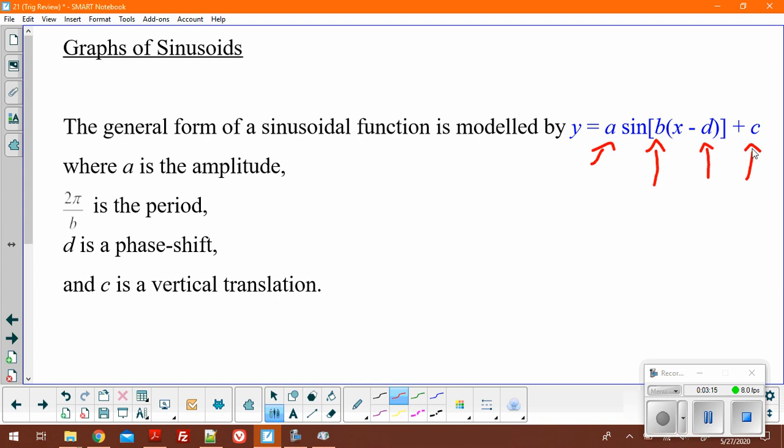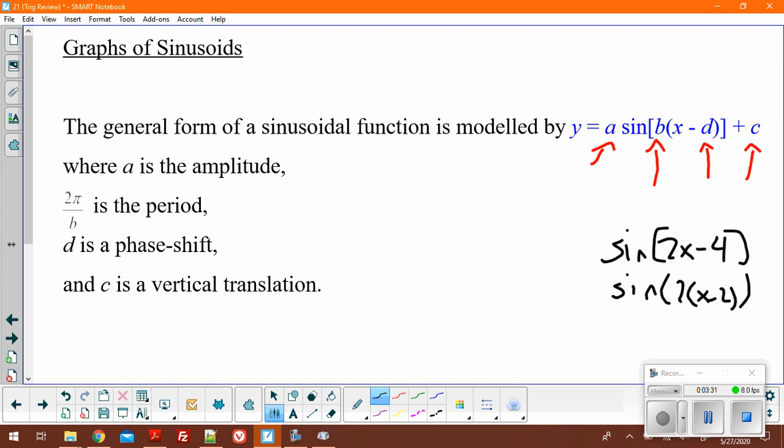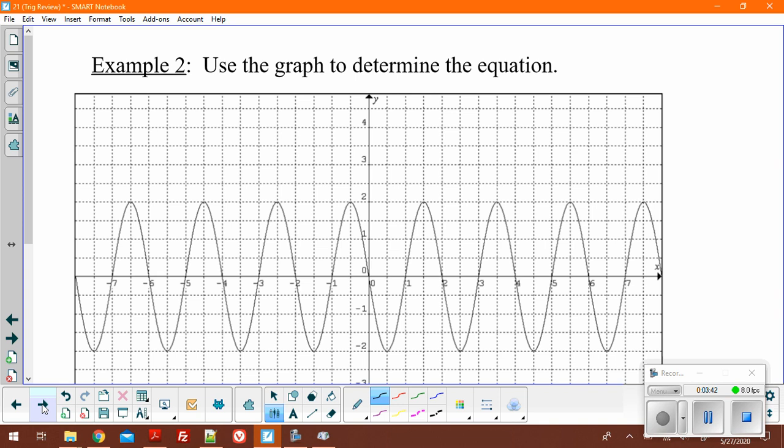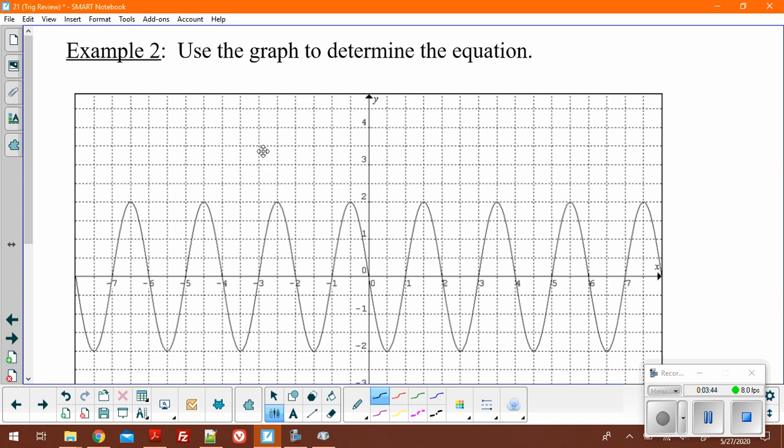A common trick, though I don't want to say trick, something we would have done to you in advanced functions, is that if your function is sine of 2x minus 4, you have to recognize that that's really sine of 2 times x minus 2. You have to factor it, and that means that your phase shift is 2 to the right, it's not 4 to the right.